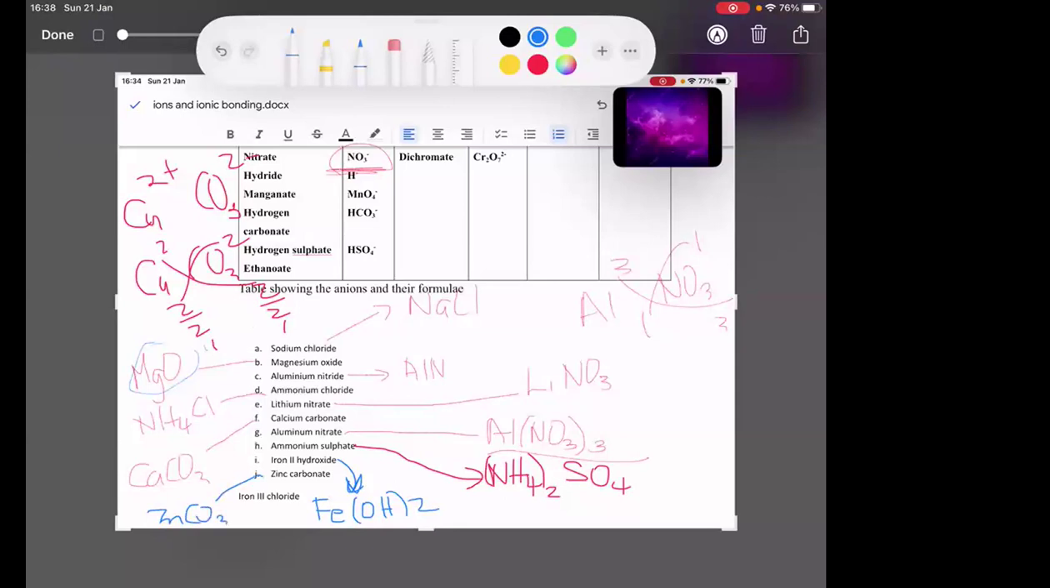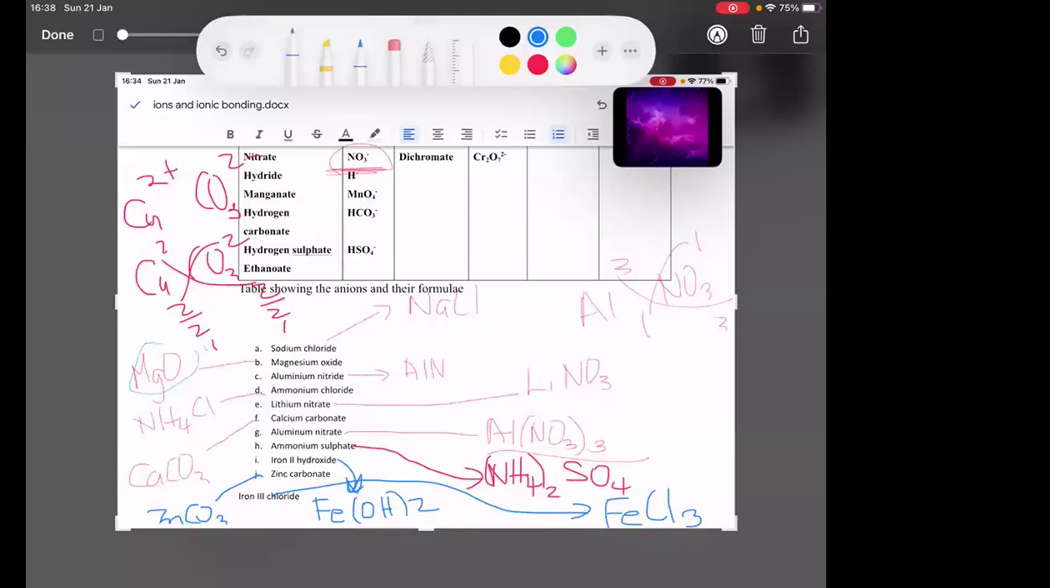And then the last one, iron(III) chloride, FeCl3. Would we bracket the Cl? No, because it's not a polyatomic ion. Clear? Yes, miss. All right, no worries. So we can move on.